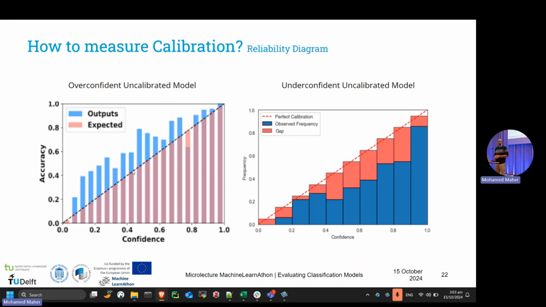On the left, we have an example of an overconfident uncalibrated model, where the predicted confidence levels are much higher than the accuracy, which means that the model is usually overconfident in its predictions. And on the right, we have an example of an underconfident reliability diagram, where the average model confidence for each bin is much less than the accuracy of the model, which means that the model is underconfident in its predictions. Here we have these gaps representing the underconfidence and these gaps representing the overconfidence.